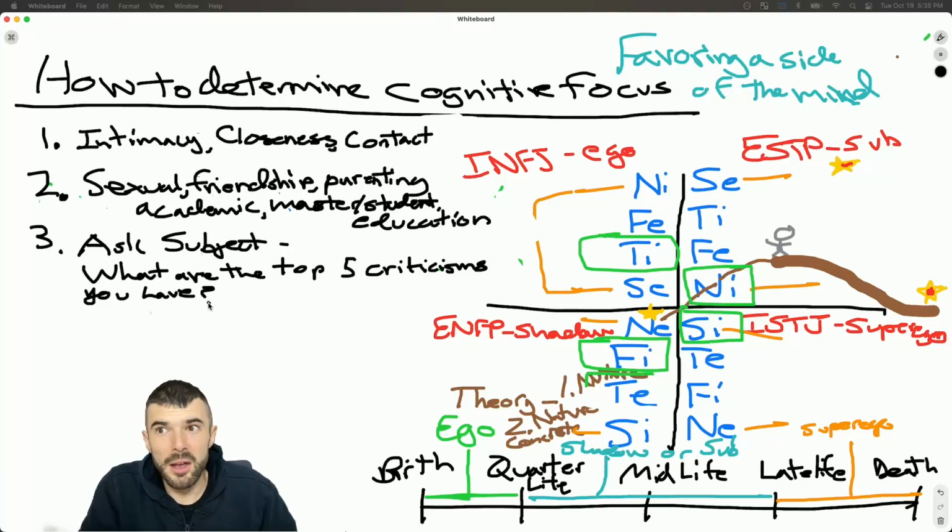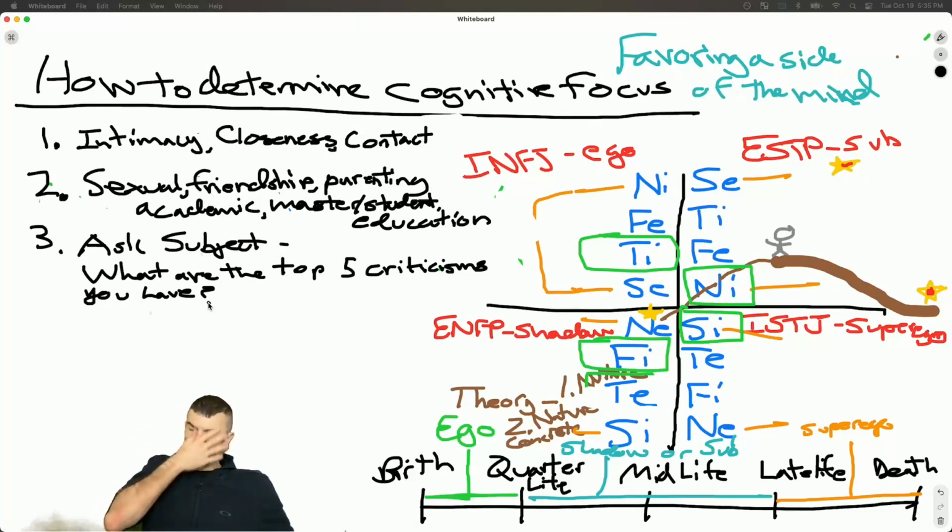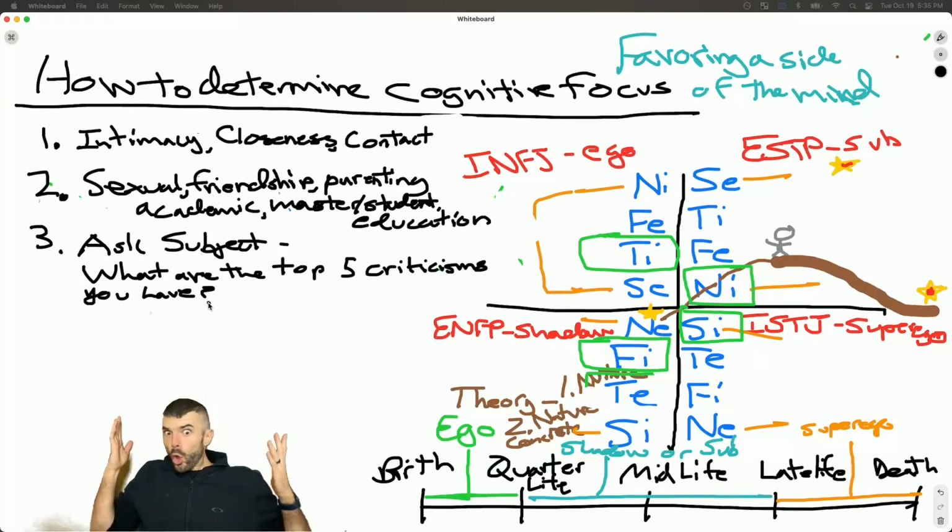If the INFJ is super mega depressed all the time, feeling extra worthless, that's indicative of an INFJ who is focused in their shadow a lot. For example, if I was to ask an INFJ subject, this person, what are the top 5 criticisms of you? And they'd be like, well, they don't like how I cut myself all the time, etc. That kind of thing.